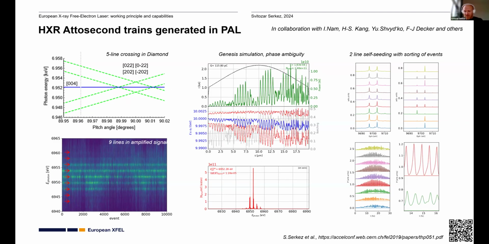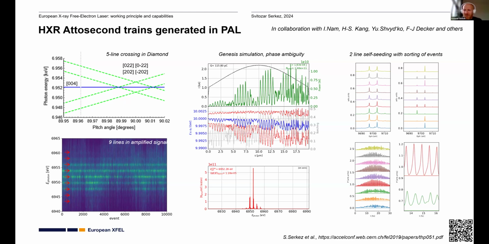The thing about these diamonds is that you may not necessarily have only one Bragg condition simultaneously. You may have several Bragg conditions, and there is a very nice line crossing in diamond at around 7 keV, where you have 5 lines, the 004 reflection and a family of 000 sisters and brothers. By adjusting the angles, one could see the self-seeded FEL with several lines. So these are 1, 2, 3, 4, 5.